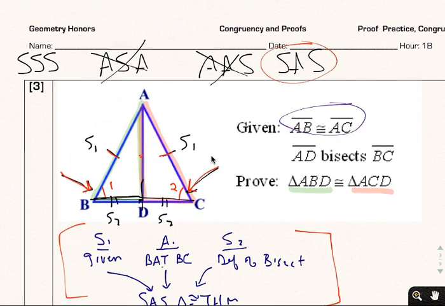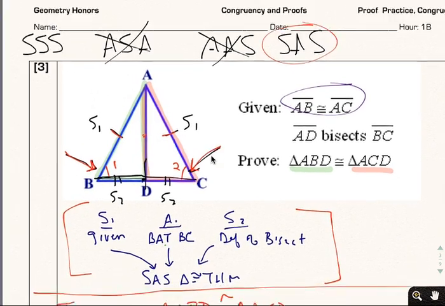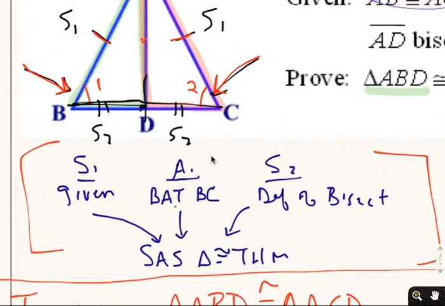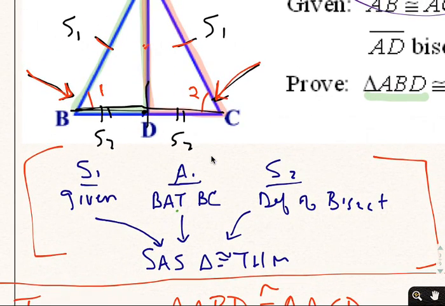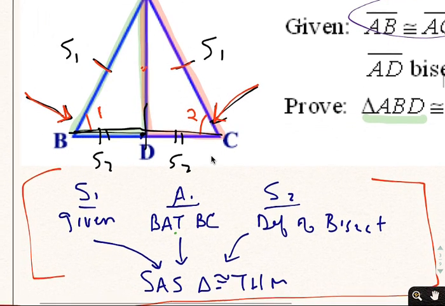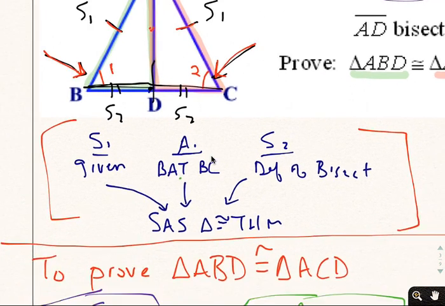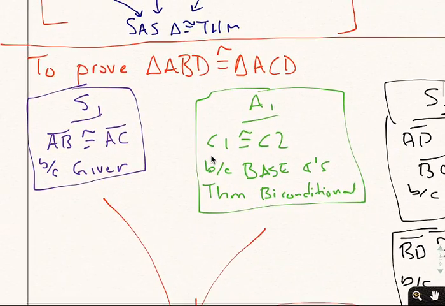I could have used side, side, side. That was an option too. I think an equally good one, but that's not the direction I went. So I laid down a really quick plan. One side was going to be given, that was going to be AB and AC. One angle is because of the base angle theorem's converse, and then the other side is going to be the result of bisection. So now I'm refining my proof down here.